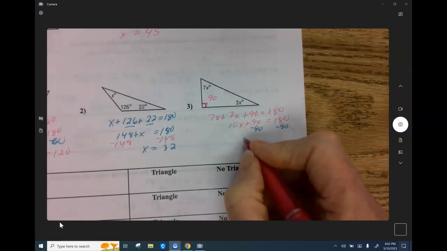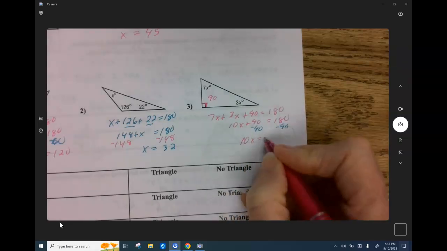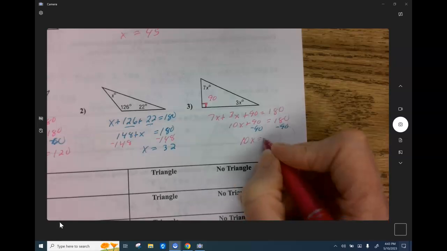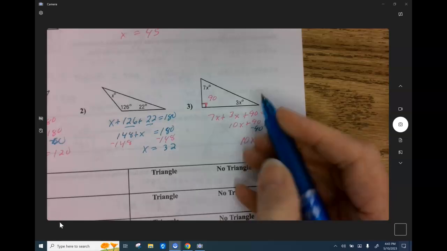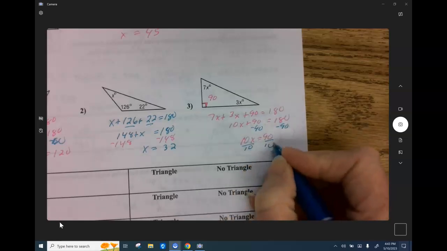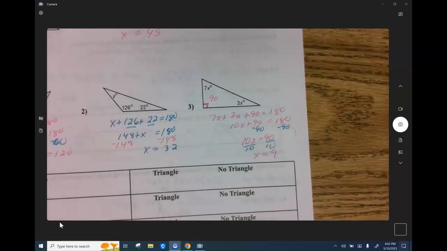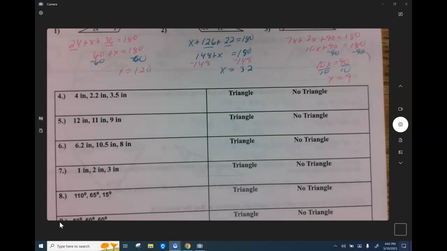So we get 10x is equal to 90. Oh my gosh, I can't believe I had to use the calculator. Okay, now we're going to divide by 10. And we get that x is equal to 9. Okay, good.